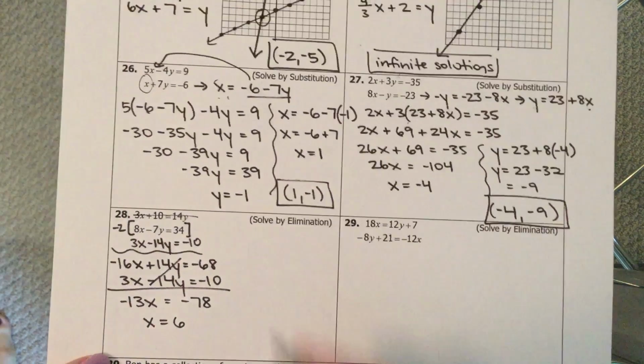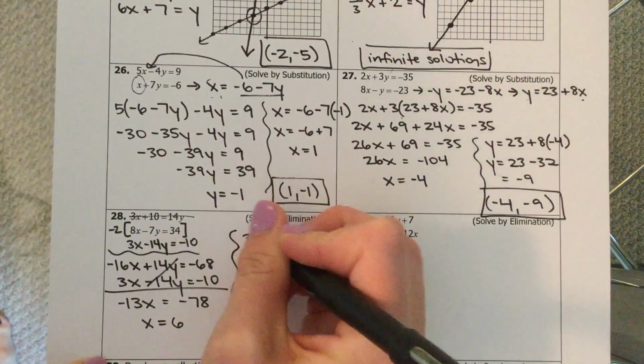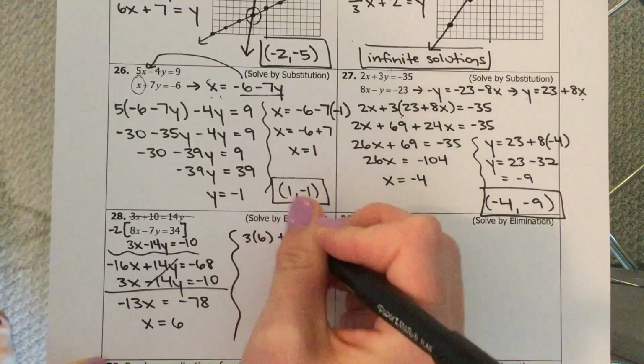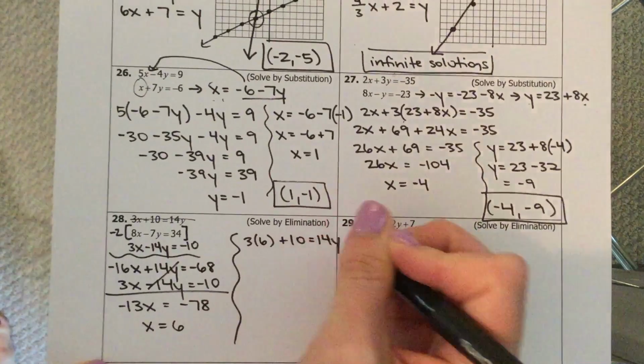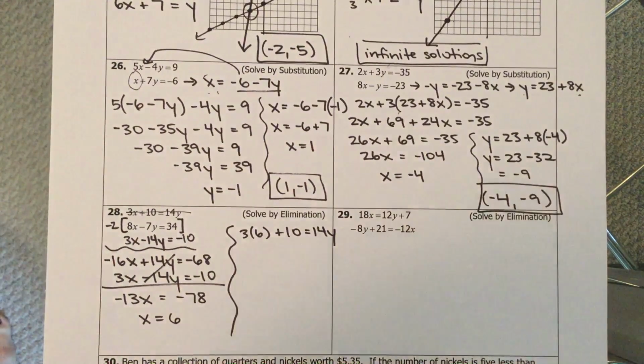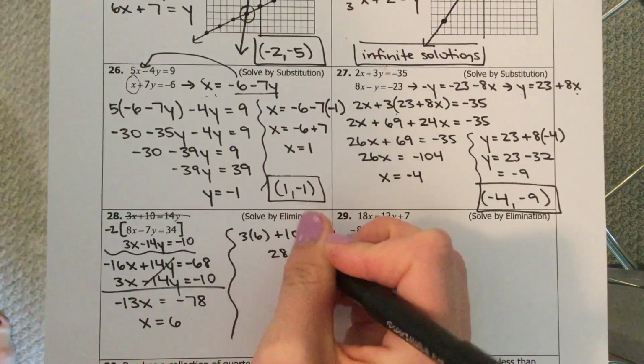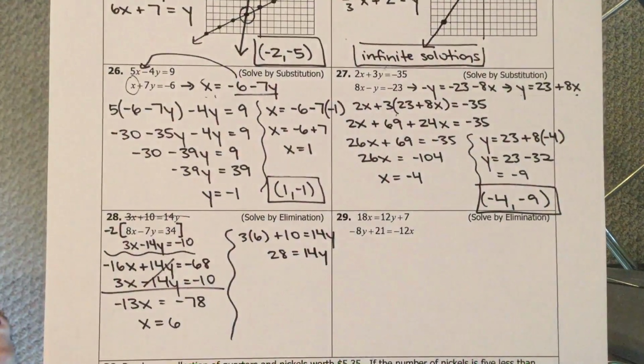Okay, so this, I'll go into the top equation here. So 3x plus 10 equals 14y, just because that one has the y almost by itself. So 3 times 6 is 18, plus 10 is 28, and you set that equal to 14y.